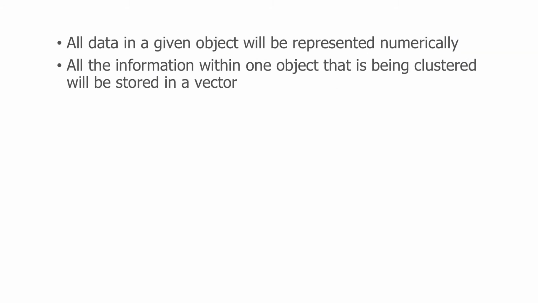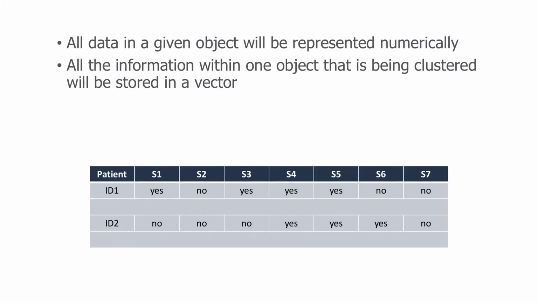When we are dealing with cluster algorithms and methods, we represent all the data in a numerical representation. So all the information within one object that is being clustered will be stored in a vector. So assume you have data of patients and their symptoms. For the simplicity of this example, our symptoms are yes or no, whether this symptom is shown or it is not. To translate this into a vector representation, we can simply change the yes to a 1 and the no to a 0.